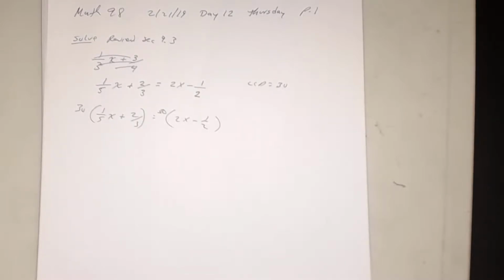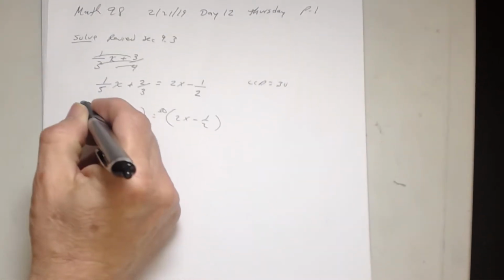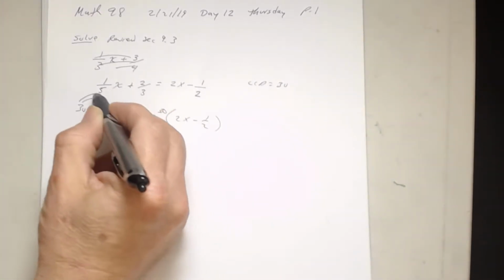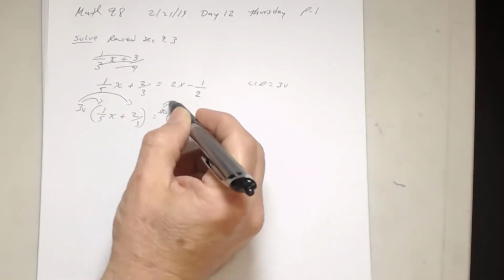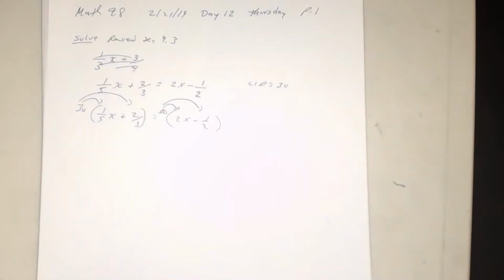Okay. Now, once you put 30 in front of those parentheses, what is the next step? You're going to distribute. All right, so you're going to say 30 times a fifth x plus 30 times 2/3 plus 30 times 2x plus 30 times the negative 1/2. Now, what's the purpose of multiplying every term by 30? What does that do? Get rid of the fraction.